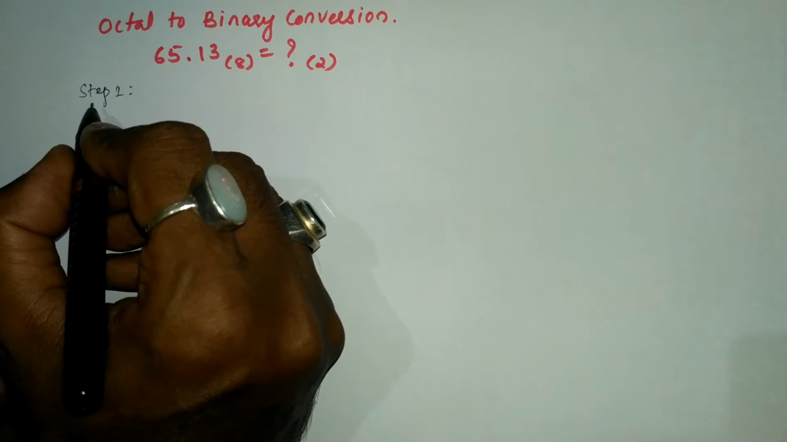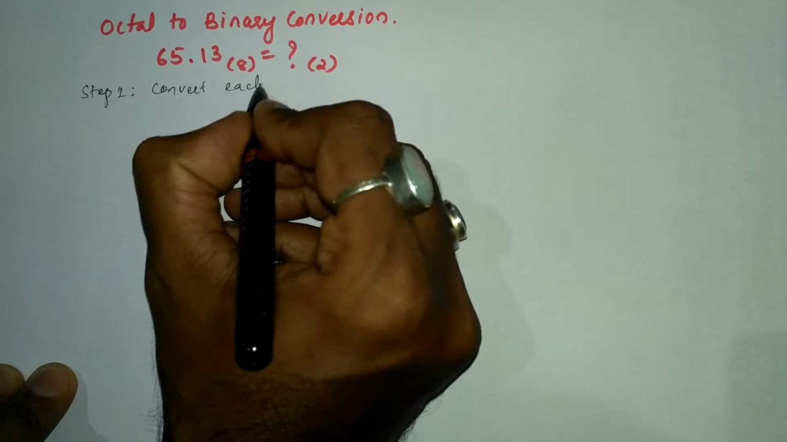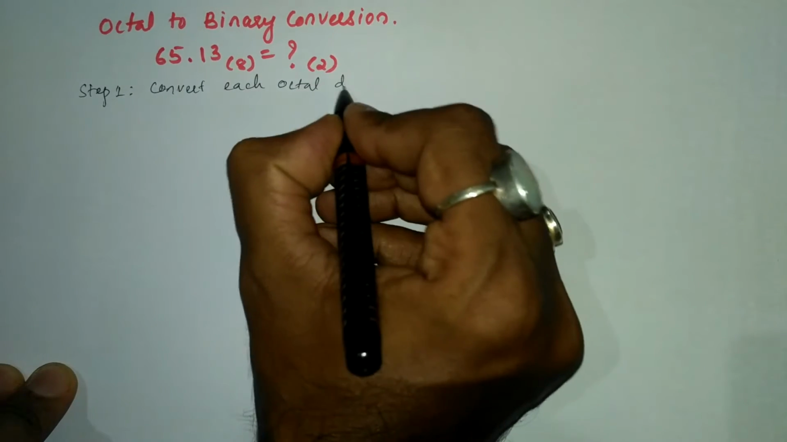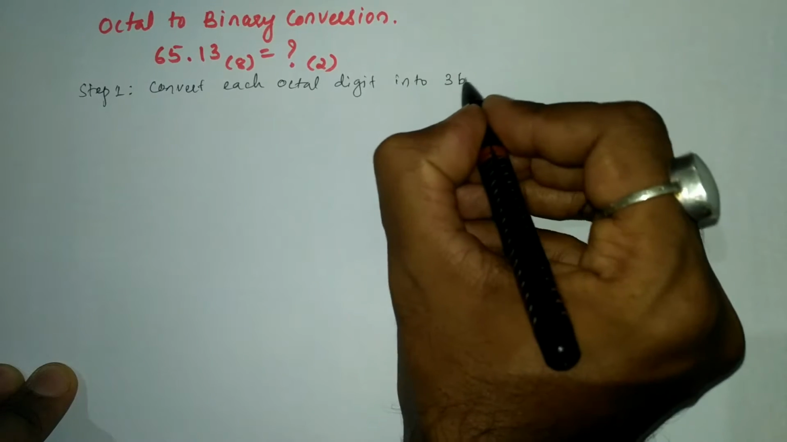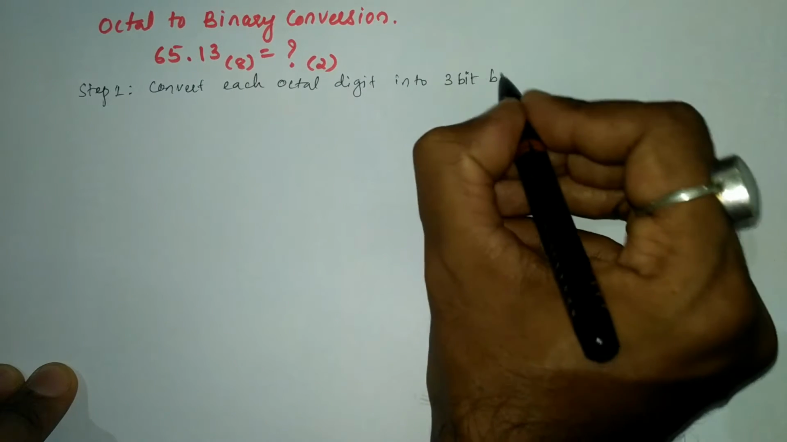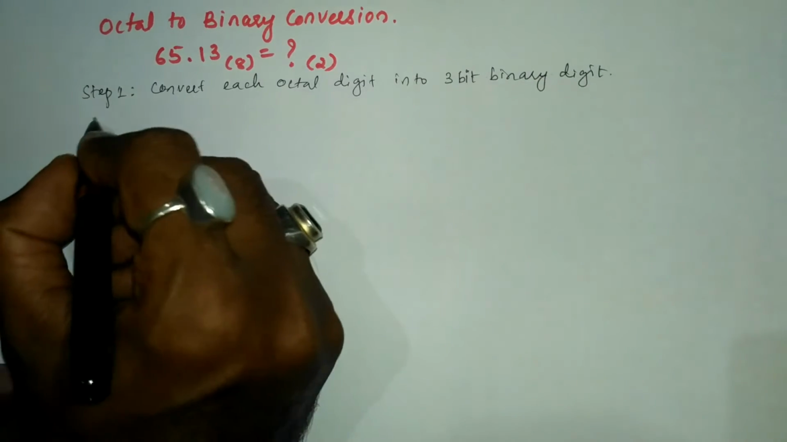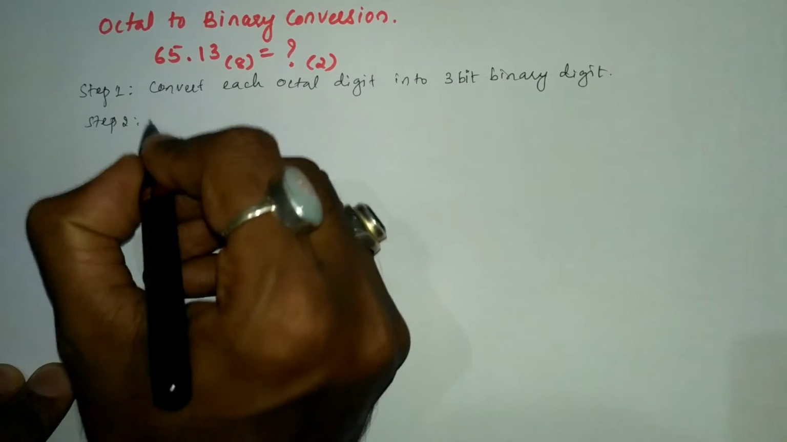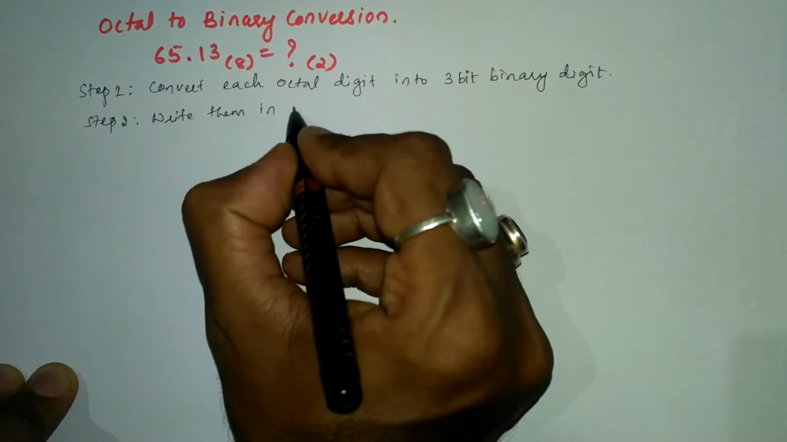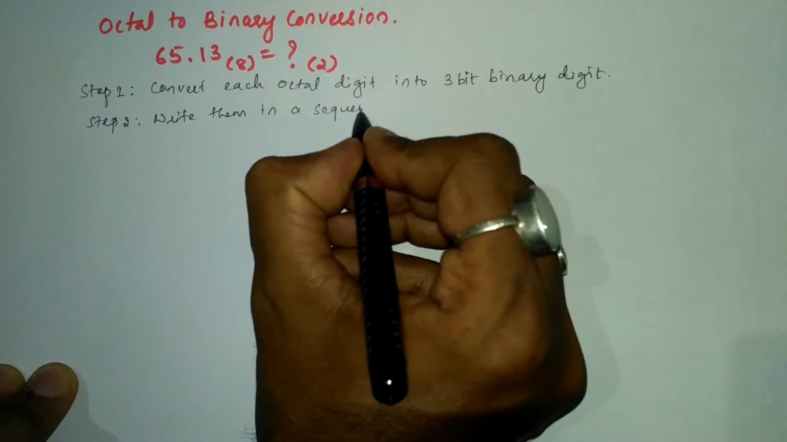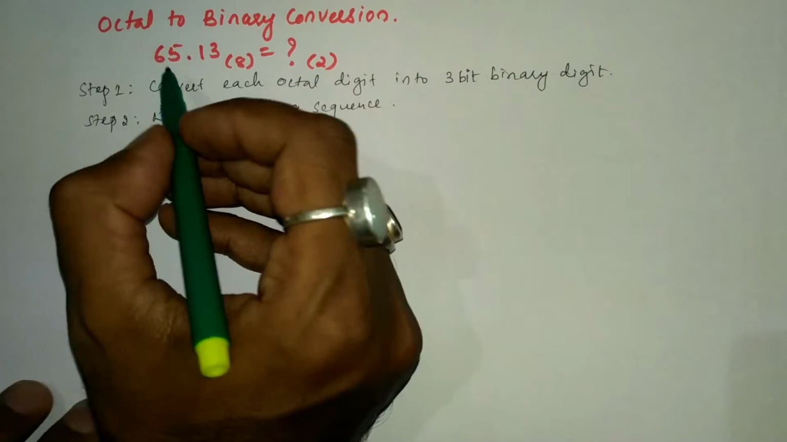Alright, step 1. Convert each octal digit into a 3-bit binary digit. Step 2. Write them in a sequence. Now let us consider this particular example.